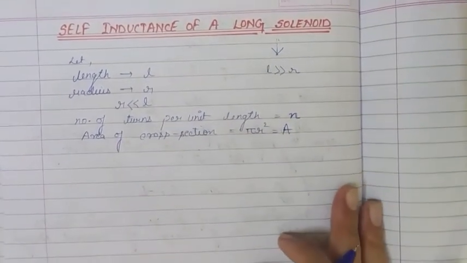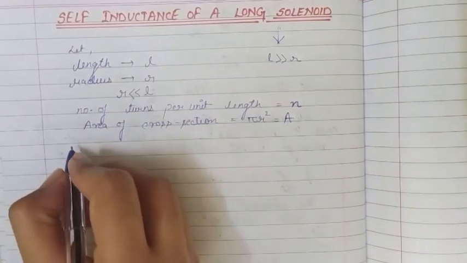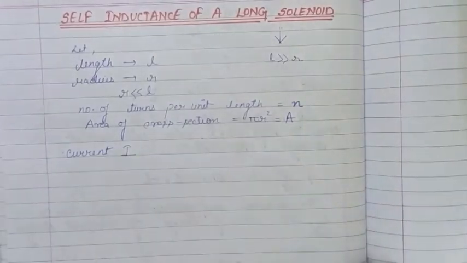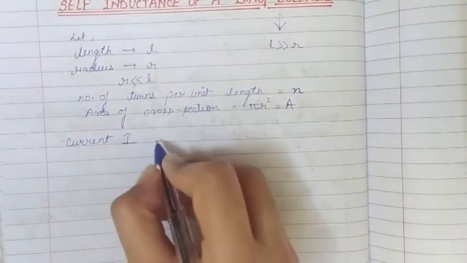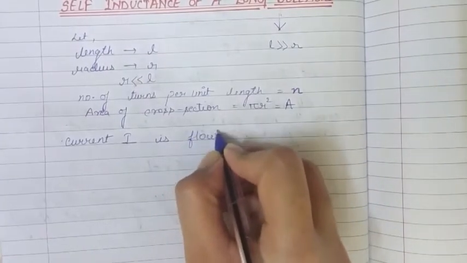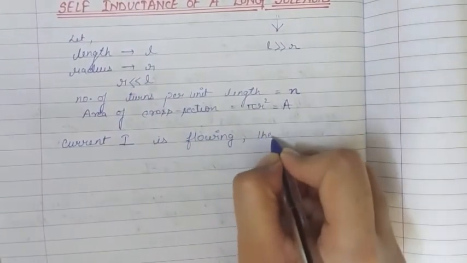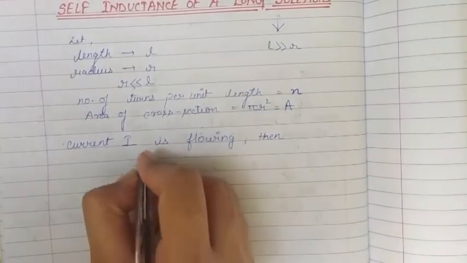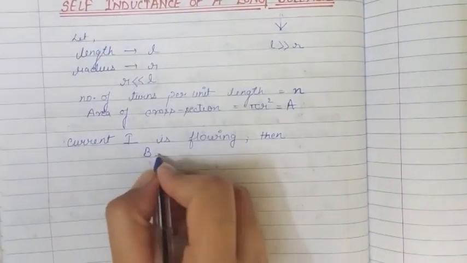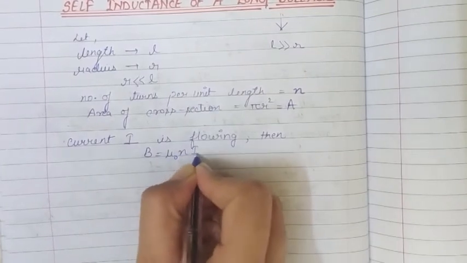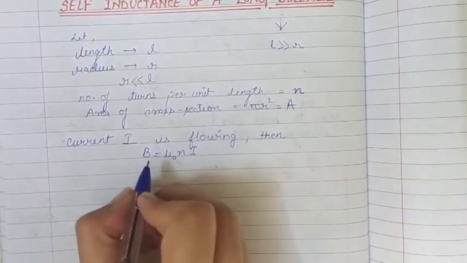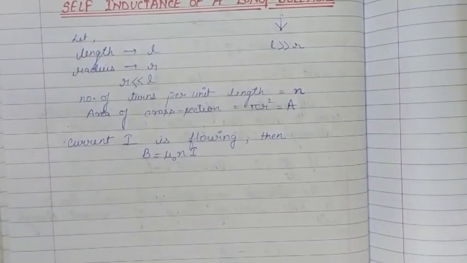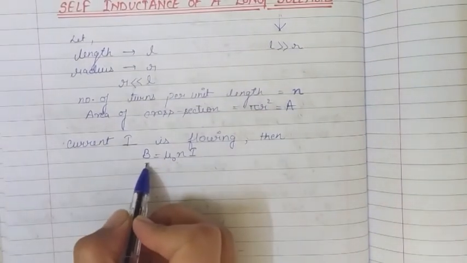Now if we have such a long solenoid, and current capital I is flowing through it, then the magnetic field capital B inside the coil can be given as B is equal to mu naught n I. This we have already proved, that the magnetic field for a solenoid is equal to mu naught n I. So this is the value of magnetic field strength.